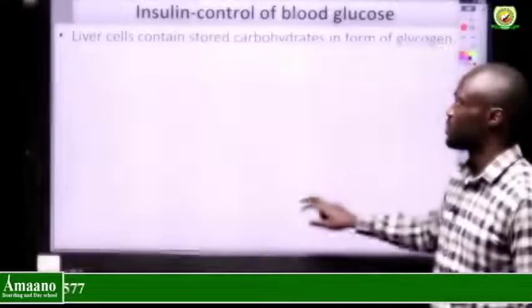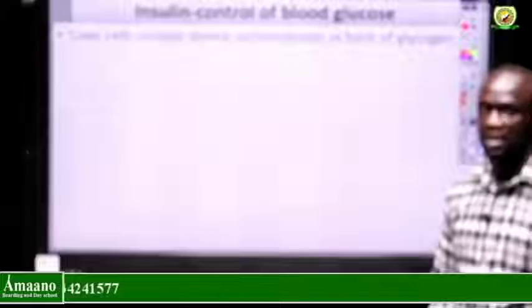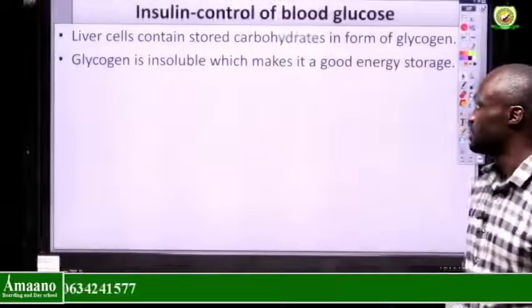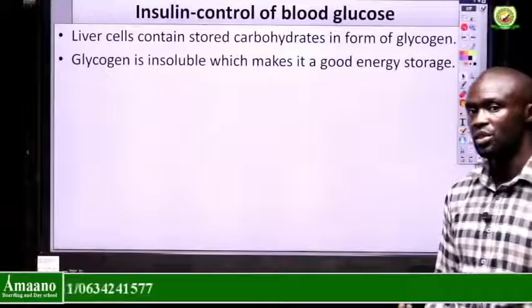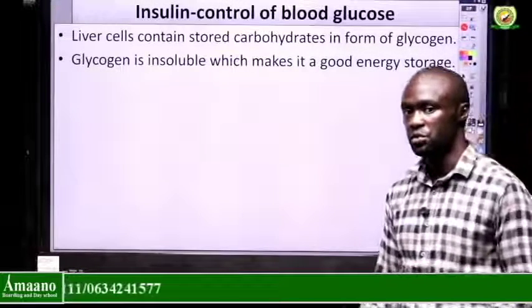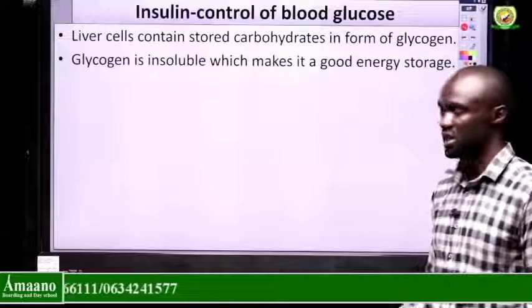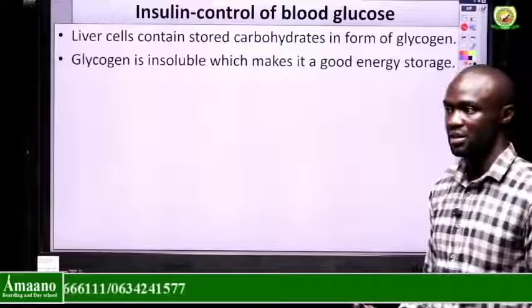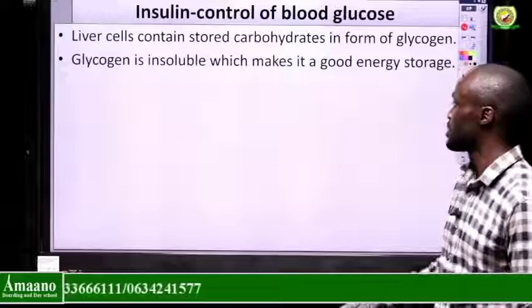You all know that the liver cells store carbohydrates, mainly glycogen. That glycogen that is stored is insoluble. It cannot dissolve in the tissue fluid, so it does not affect the osmotic potential of cells. It doesn't make cells gain water by osmosis.